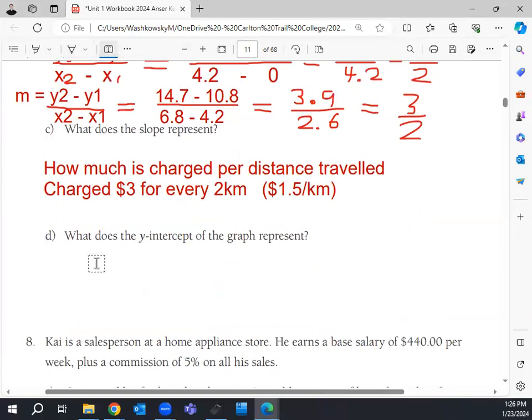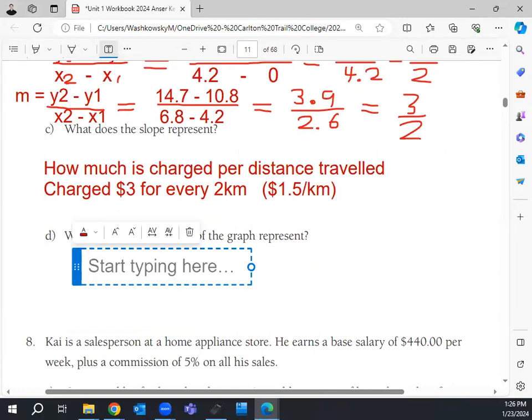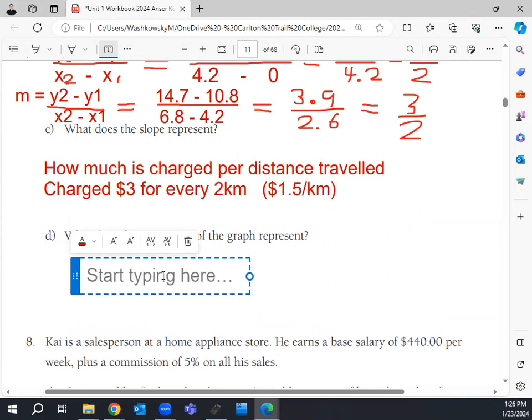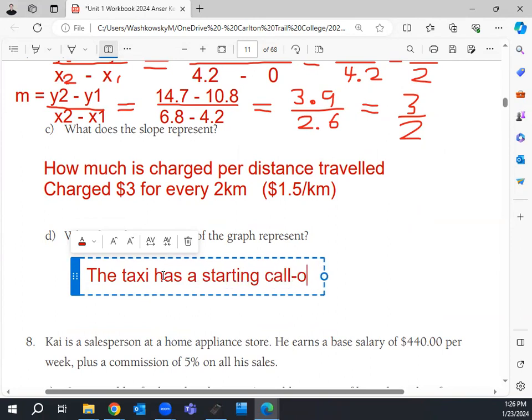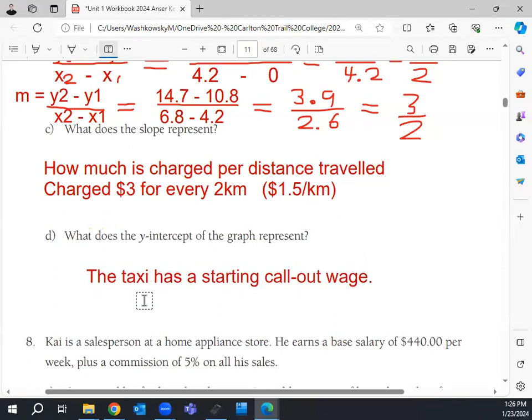Yeah. When you first call a taxi, when you get in, it doesn't start at $0. So the y-intercept of this graph represents the taxi's start-in, call-out wage, right? When you call a taxi and you get in, it doesn't matter if you go a block, you're paying a couple dollars right from the get-go, right?